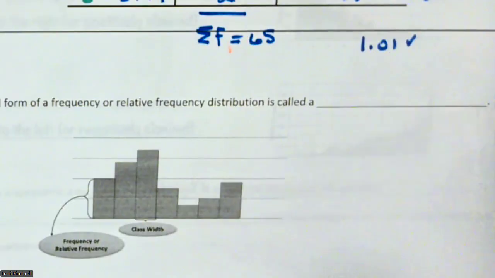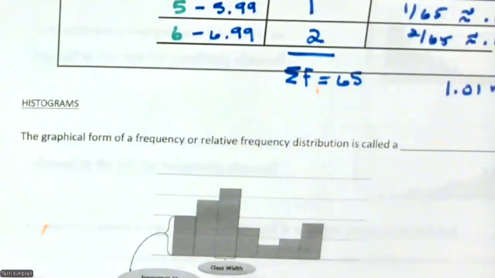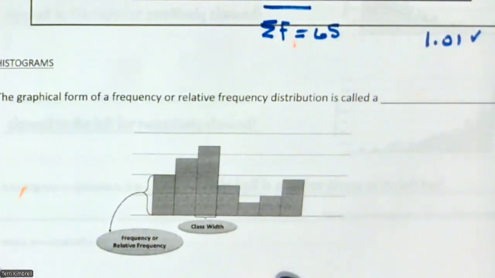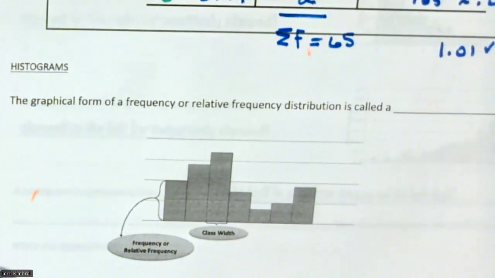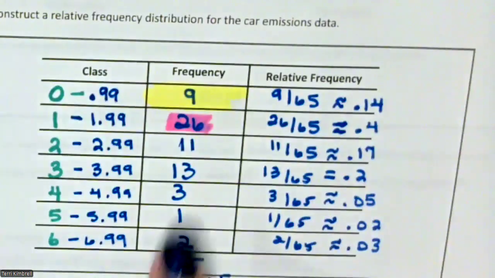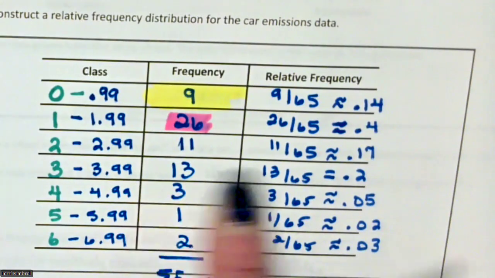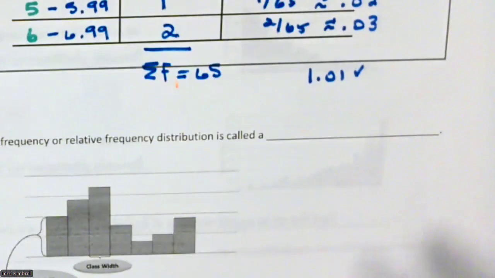Okay, so going to histograms. So a histogram is going to be a graphical form of a frequency, which means you could graph this, okay, or you could graph the relative frequencies. That's going to be called a histogram.